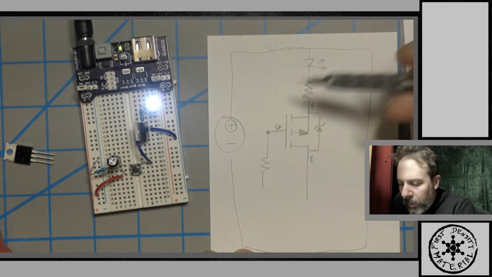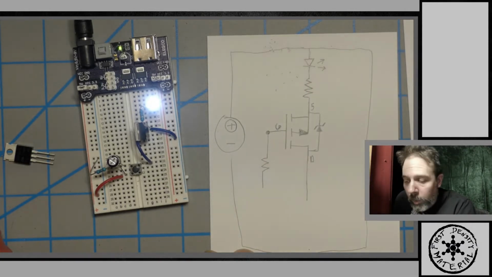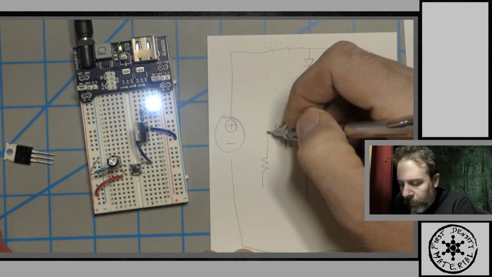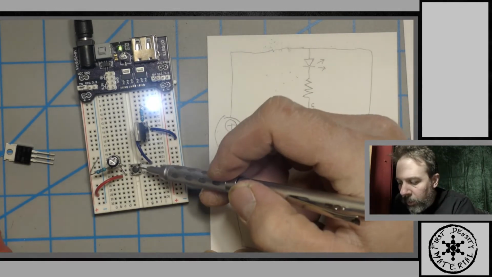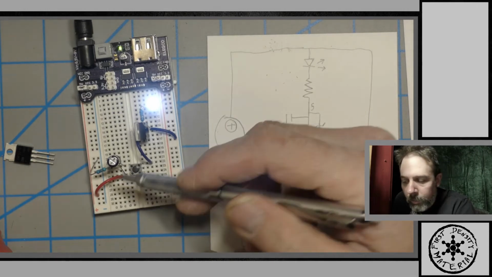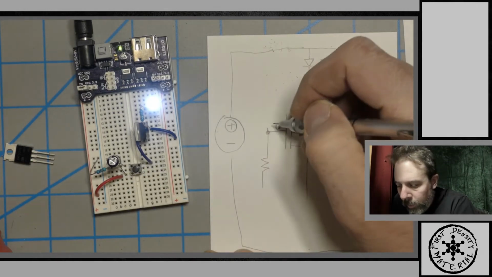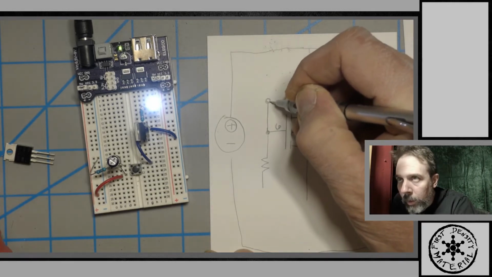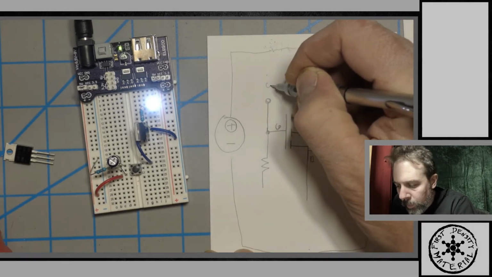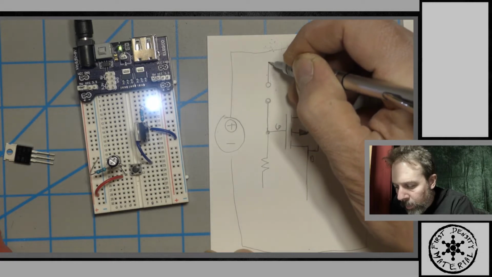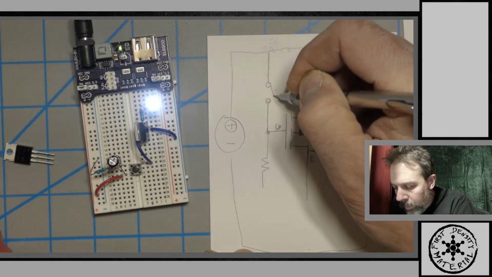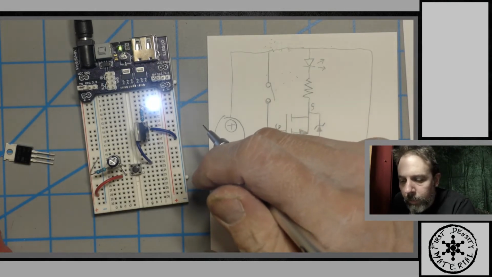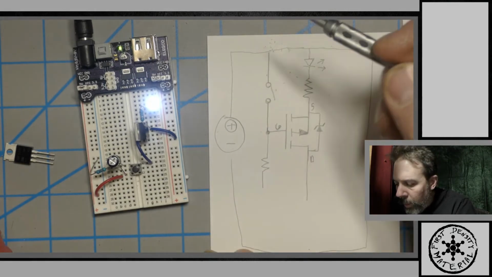Alright, then we know it's hooked to a switch too. The switch is a little bit less complex. And where does the switch go? It's going to the positive. So in this case we got this, this, this, this. Okay, cool. Alright.